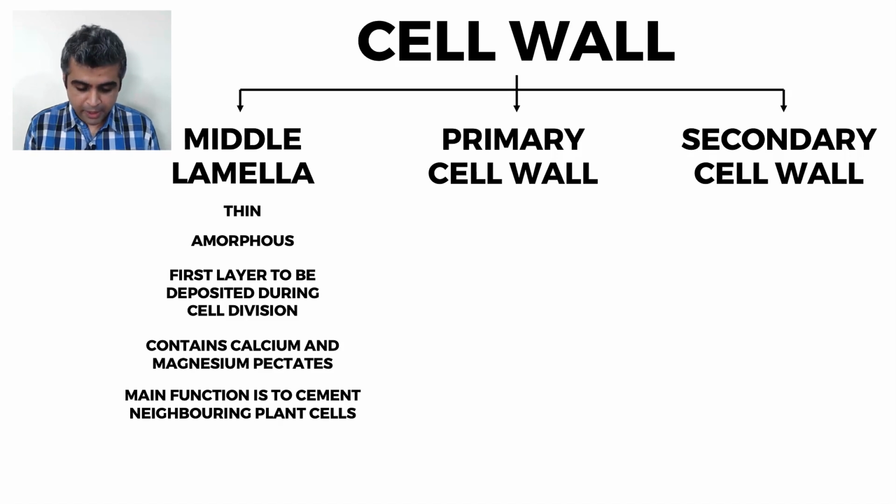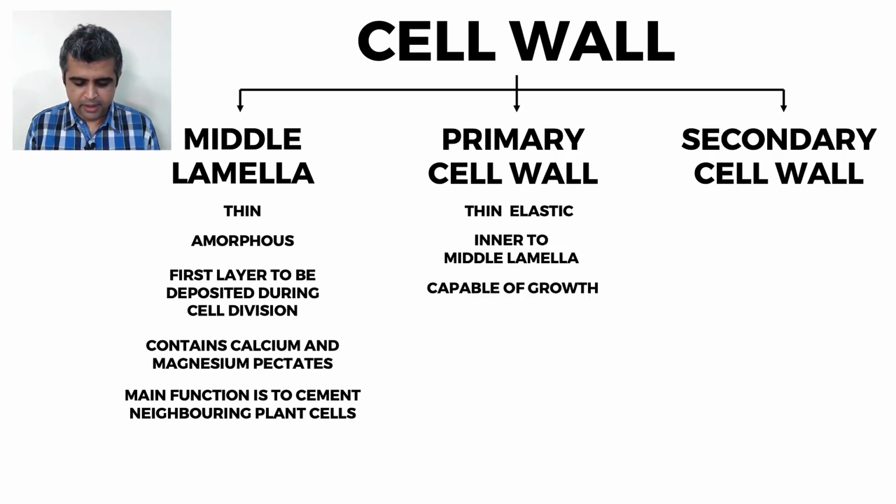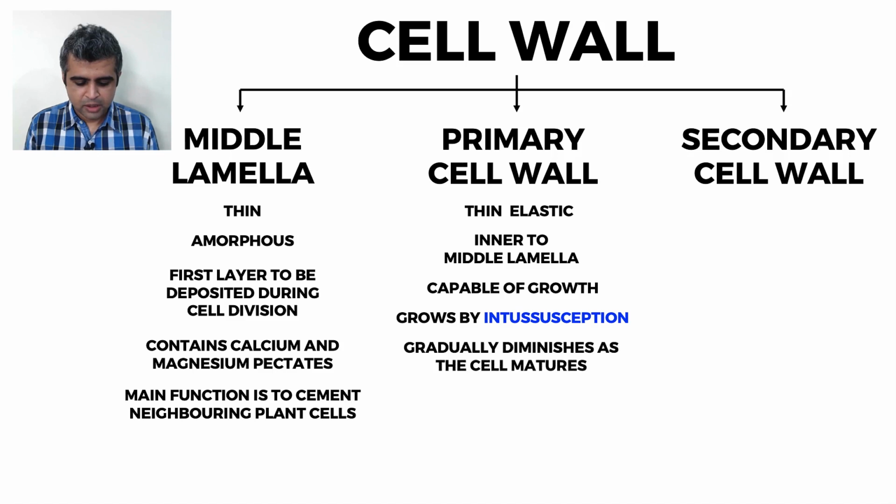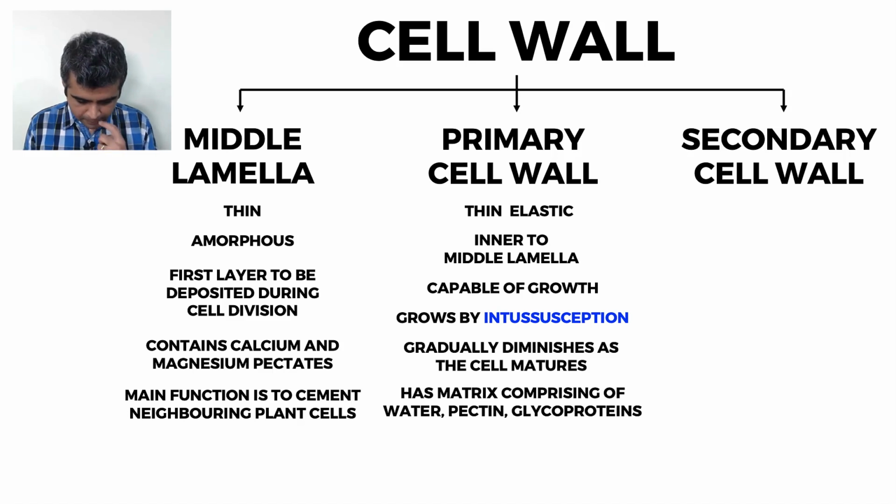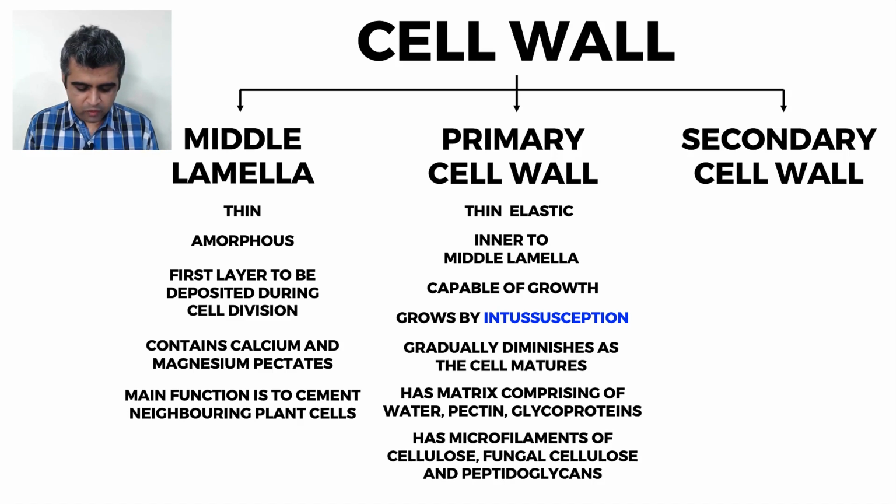The primary cell wall is thin but it is elastic, capable of growth and movement. It is inner to the middle lamella, grows by intussusception, and generally diminishes as the cell matures. So as the cell matures, the primary cell wall will become thinner and the secondary cell wall will start increasing in size by accretion. Has matrix comprising of water, pectin, glycoproteins, and has microfilaments of cellulose, fungal cellulose, chitin and peptidoglycans or mucopolymers, which are seen in the case of bacterial cell.